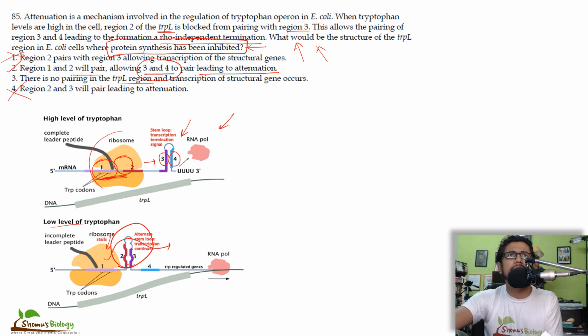In this case option 2 states region 1 and 2 will pair. No, they will not pair. They generally are occupied by the ribosome. So it's not an entirely correct statement. But the second part of the statement, allowing 3 and 4 to pair, leading to the attenuation, that is true, and that is already told. So option 2 will be the correct answer.